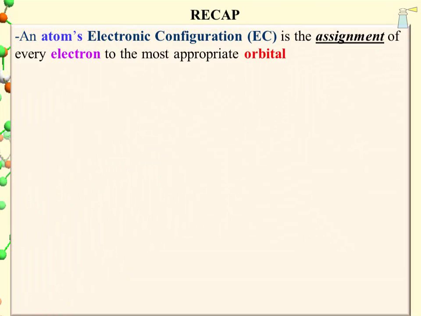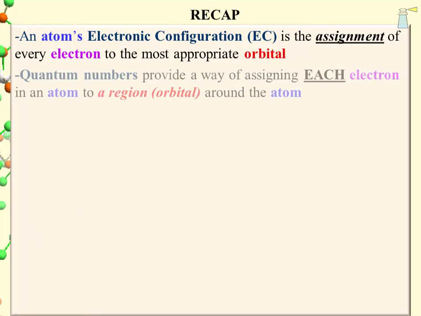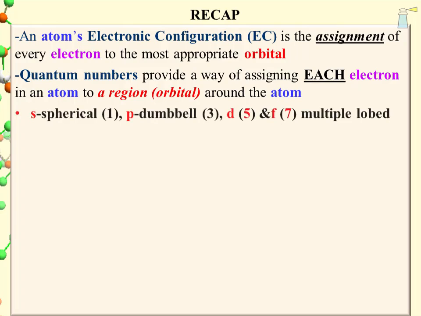Let's recap this very busy lecture. An atom's electronic configuration, we've been calling it an EC, is the assignment of every electron to the most appropriate orbital. Quantum numbers provide a way of assigning each electron in an atom to a region or an orbital around the atom. The s orbital is spherical, there's 1 type. P orbitals are dumbbell shaped, there are 3. D and F orbitals are multiple lobed, there are 5 and 7 types respectively.